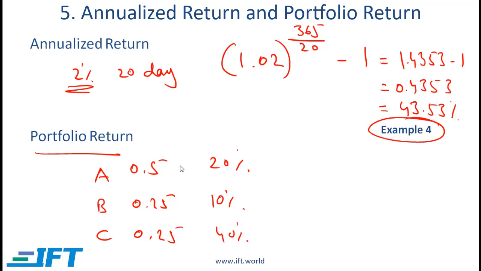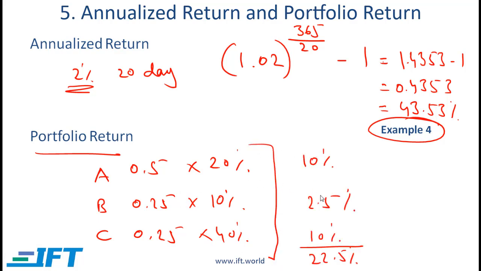All we do here is take a weighted average, which means we multiply the weight by the returns and then sum up the numbers. The portfolio return here would be 22.5%.